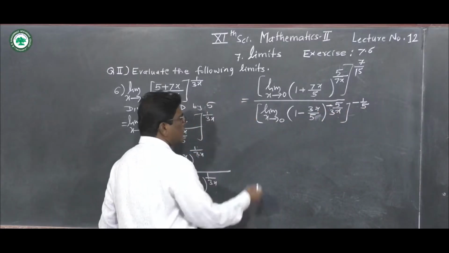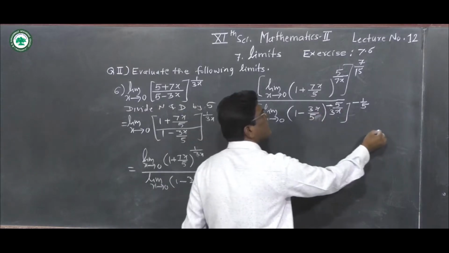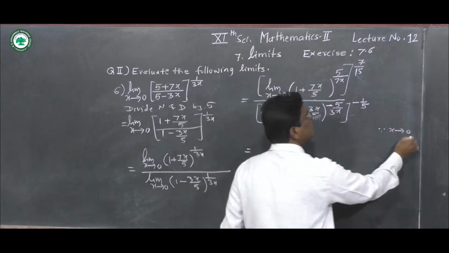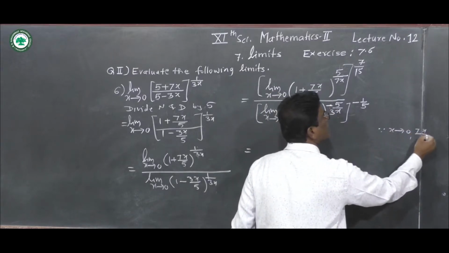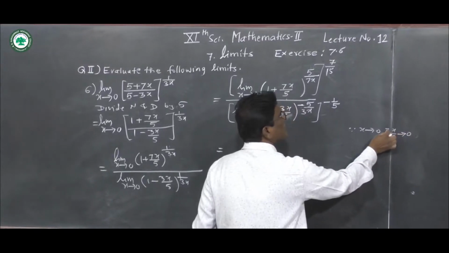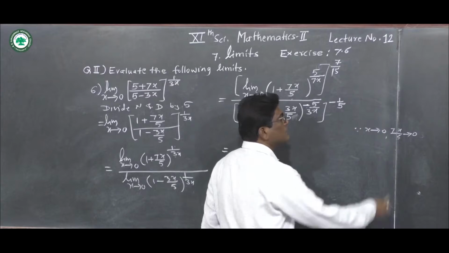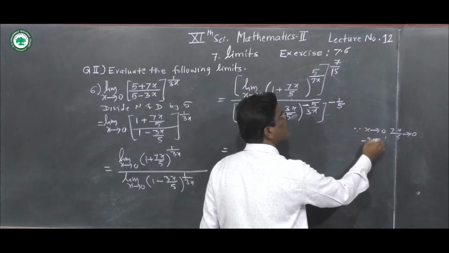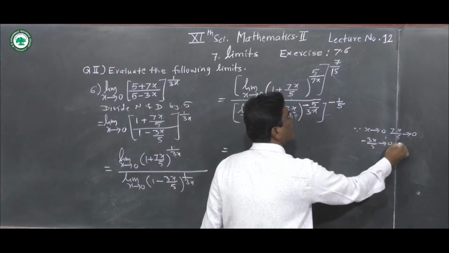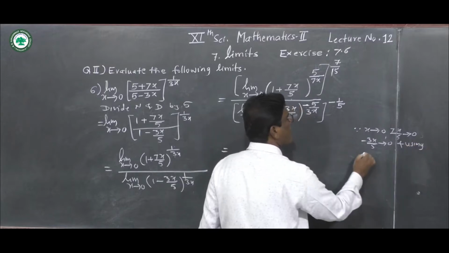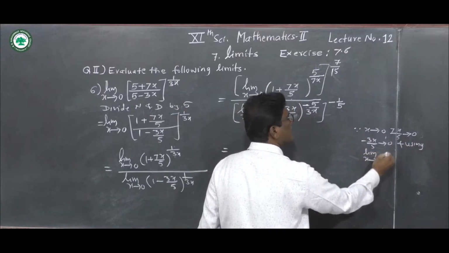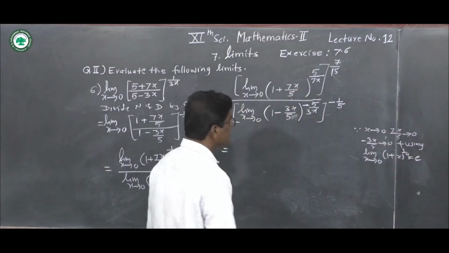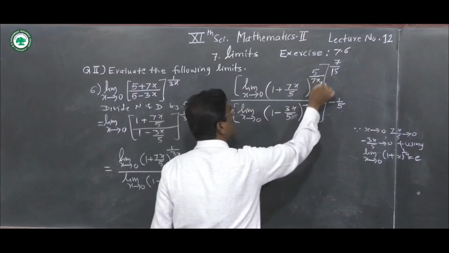Now we have to write the reason. Since x tends to 0, 7x/5 also tends to 0: put x as 0, 0 into 7 is 0, and 0 upon 5 is 0. Also minus 3x/5 tends to 0. Using the standard formula, limit as x tends to 0 of (1 + x) to the power 1/x is equal to e, so the value of this square bracket is e.